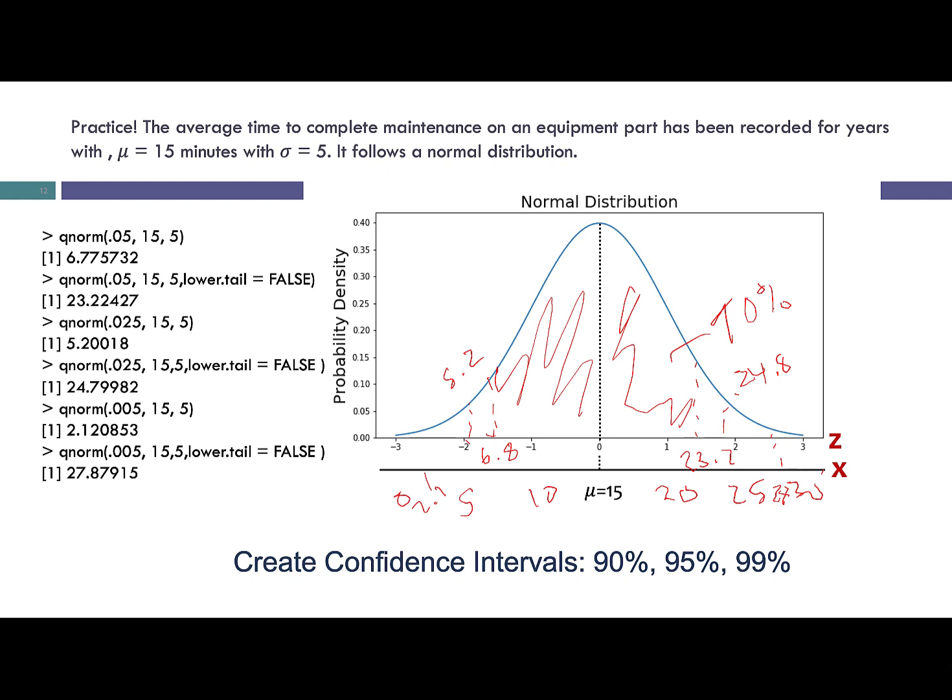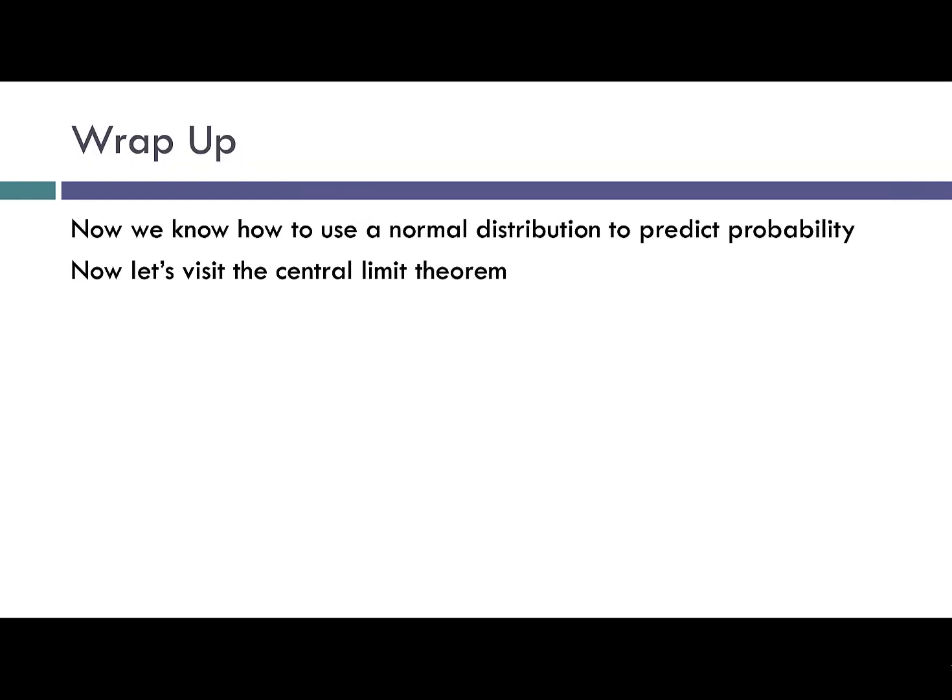So that's what we're getting out of that confidence interval. Everything that's between 6.8 and 23.7 is where things are going to be 90% of the time. Between 5.2 and 24.8 is where things are going to be 95% of the time. So that's how we use the normal distribution to understand and predict what's likely to happen in the future.